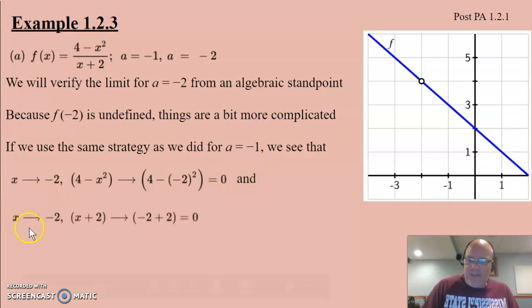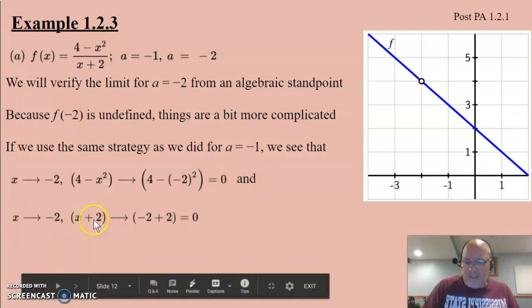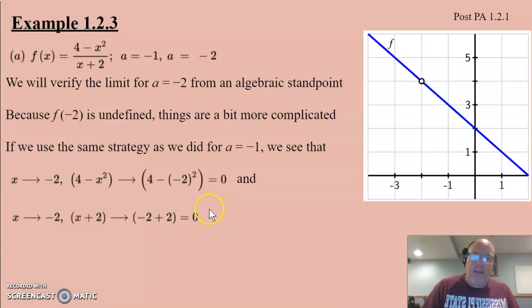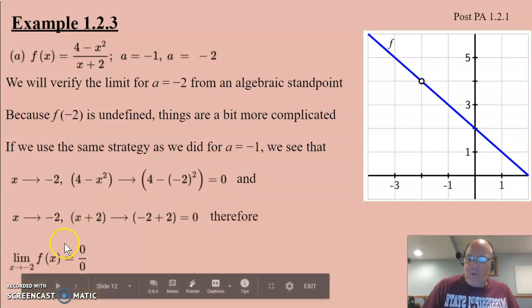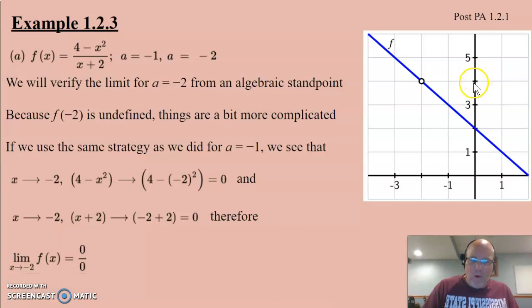When I do it in the denominator, x plus 2, it's a continuous function. I can plug -2 in. I also get 0. Well, Houston, we got a problem here because now when I put the numerator over the denominator, I get the limit as x approaches -2 of f of x is equal to 0 over 0. That's not what we saw in the table. In the table, we were getting a value of 4.